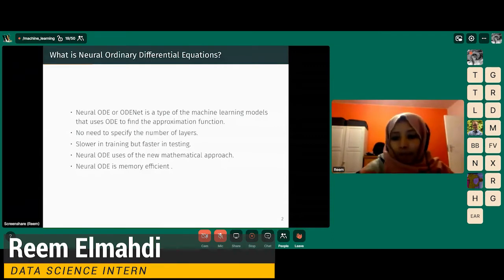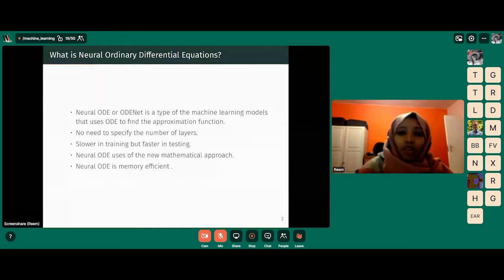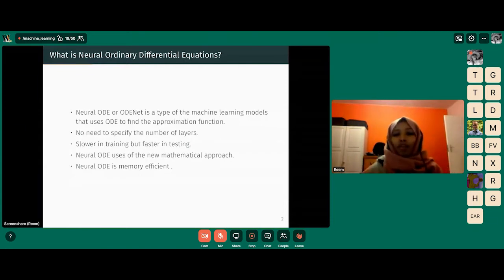Okay, so first of all, we need to start with what the paper is about. From now on, we will call ordinary differential equations ODEs for short. The neural ODE, or in some articles you might find it written as ODE-Net, is one of the machine learning models that uses ordinary differential equations to find the approximation function, as you all know that in artificial neural networks, we are trying to approximate some functions by applying some algebraic rules.